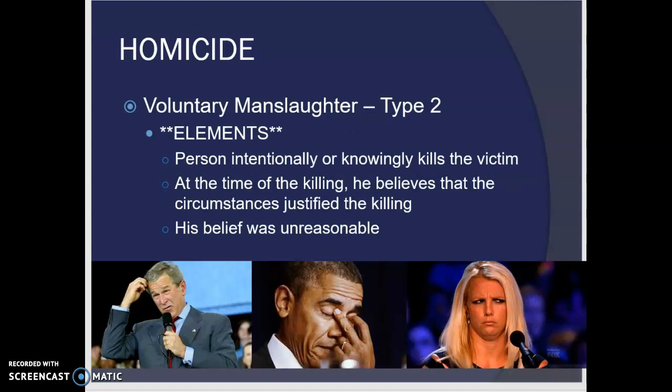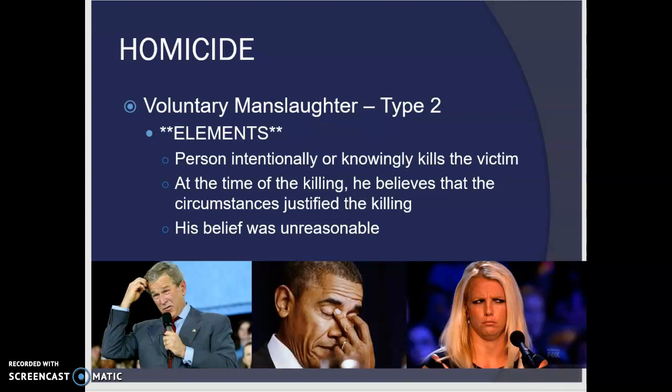The second one, type 2, is the one that's a little bit more difficult for students to wrap their head around. Okay, so in this case, we have a person that intentionally or knowingly kills the victim. So you know what you're doing is killing someone. You are doing it intentionally. And at the time of the killing, you believe that the circumstances justified the killing.